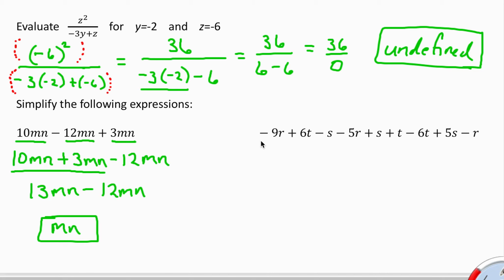Okay, so over here, the only thing I can combine is if there's any more R's. So I'm going to look for all the R's and add them together. So negative 9R minus 5R. Signs are the same, so I'm really going to add the numbers. So that's 14. Keep the sign in front of the biggest one. So that's negative 14R. Take away one more R. Negative 15R. The rest of it is just going to stay the same.